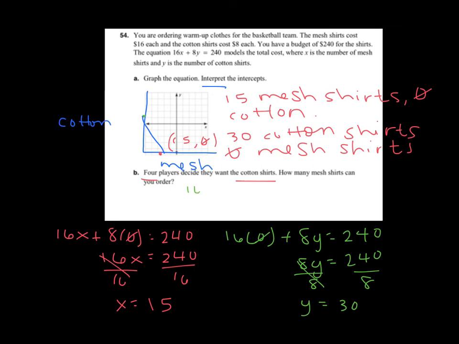So I now have 16x plus 8 times 4 is equal to 240. And I'm going to solve that. 8 times 4 is 32. I would move 32 to the other side by subtracting, and I would wind up with 16x is equal to 208. If I divide both sides by 16, I get 13. So if they purchased 4 cotton shirts, they could also afford to purchase 13 mesh shirts.